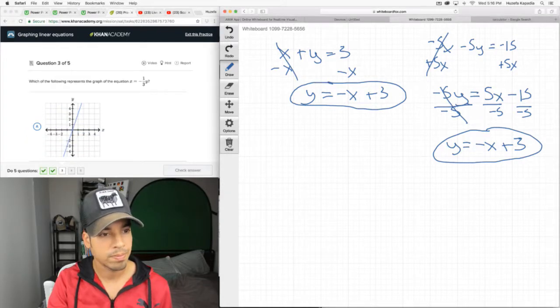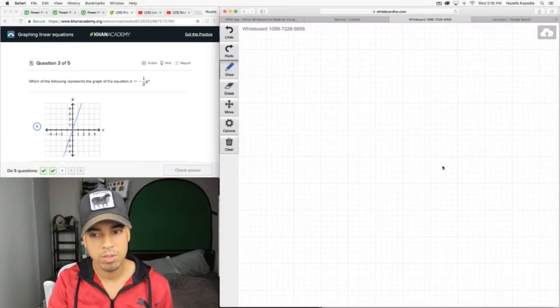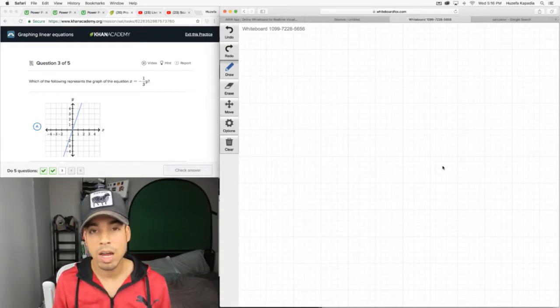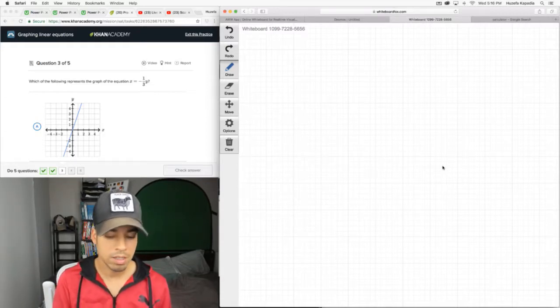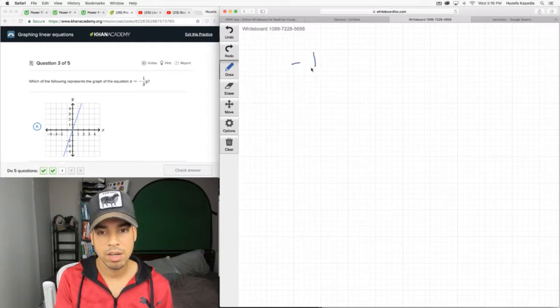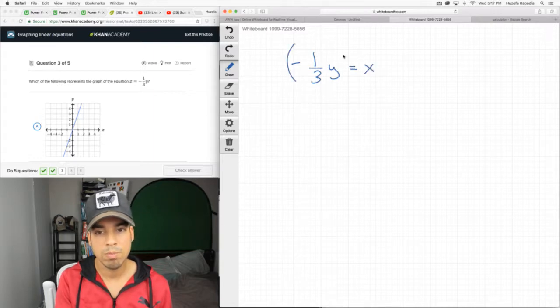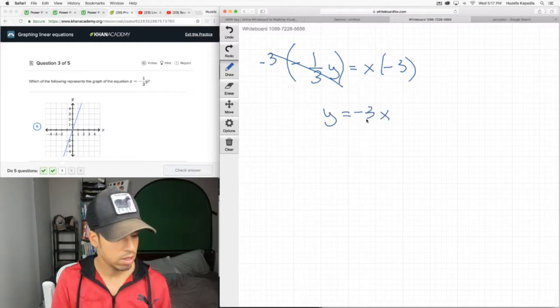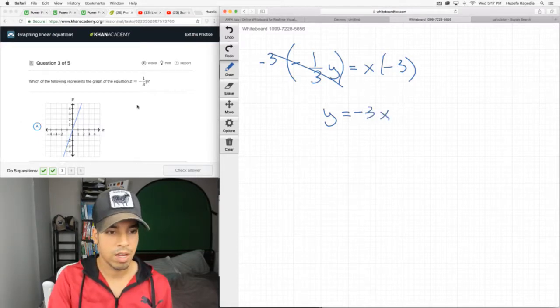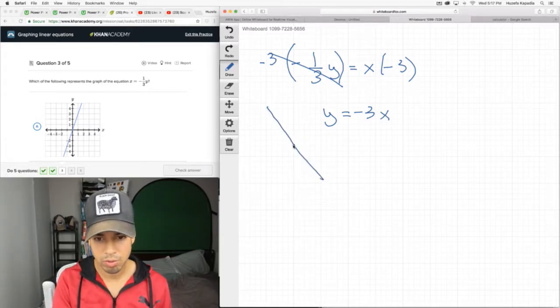Let's go to the next one. Again, it's asking which of the following represents this line. Now you could probably figure it out maybe by plugging in some values, but to be honest, if we isolate, it's so much easier because that's how we're taught to look at graphs. Negative 1/3 y equals x. So I'm going to multiply by the reciprocal of this, which is negative 3, or negative 3 over 1. And these cancel out. We get y equals negative 3x. So I can tell you that we've got a y-intercept of 0. We've got a negative slope. It's going to go like this, and it's going to go through the origin, right? So it should look something like this.